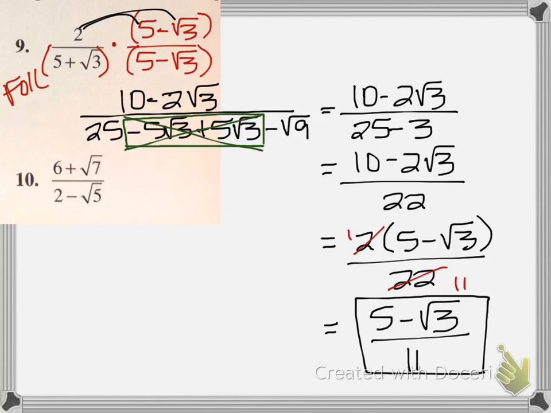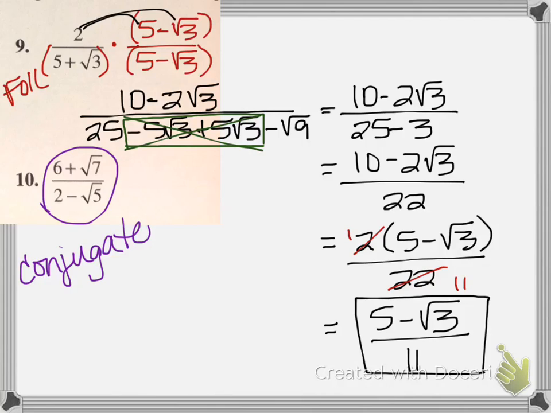So this second one here, we're not going to multiply it completely, but what you would have to multiply the denominator by would be the conjugate, which is 2 plus square root 5. So you would have to multiply the numerator and the denominator by 2 plus square root 5 in order to continue solving this or simplifying or rationalizing this denominator.